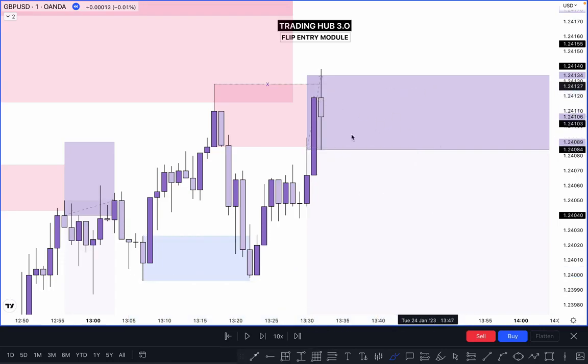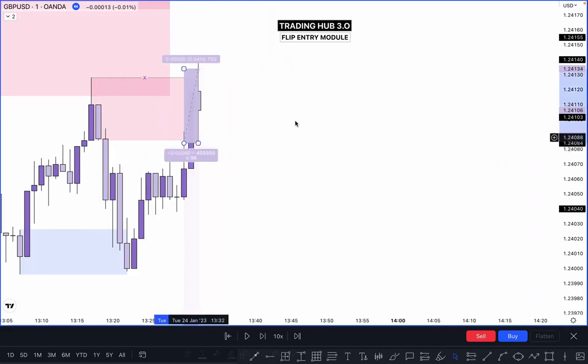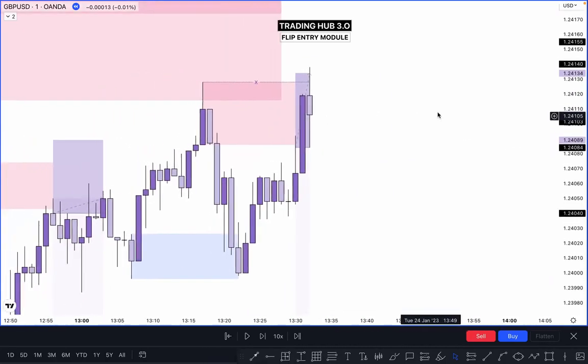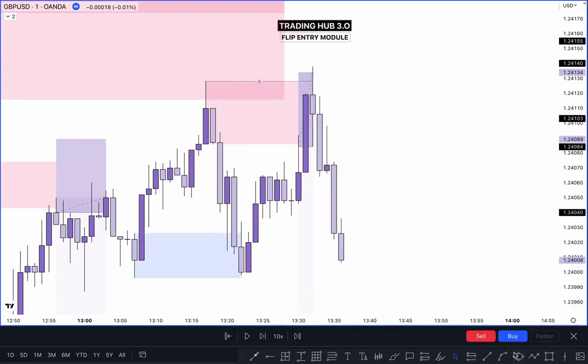Okay, so let's see what happened next after this one. And this one is not a valid entry module as per our entry plan. Correct? So let's see what happened next. Okay, so finally the market breaks this low, which is here. So this one is our valid pullback, and this one is our valid change of character, right? So where is our entry in this case?